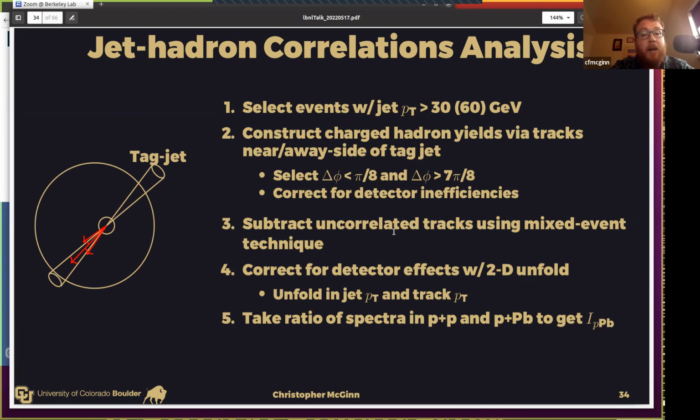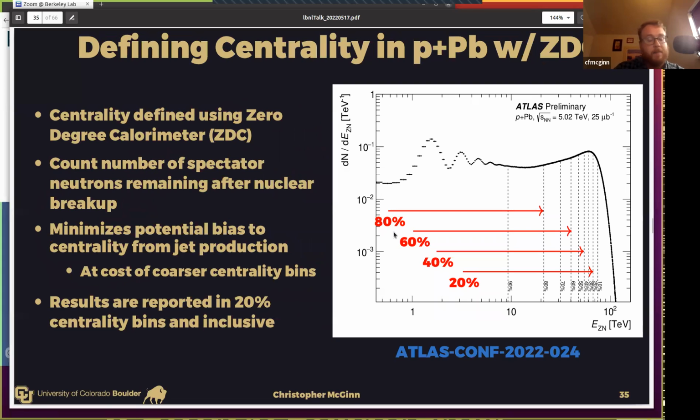Correcting for all the detector's inefficiencies and fake rates, subtracting uncorrelated tracks using mixed event techniques matched by ZDC detector activity. We're going to correct for detector effects with a 2D unfold. This is an unfold in the jet's transverse momentum and the track transverse momentum. So it's a 2-component unfold. Then finally, we're going to take the ratio of the spectra in pp and pPb to get an I_pPb. So we define centrality with the ZDC here.